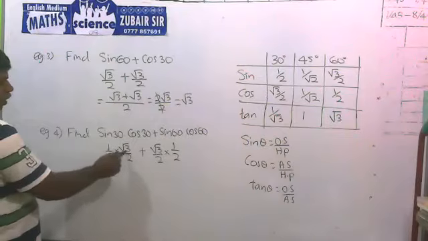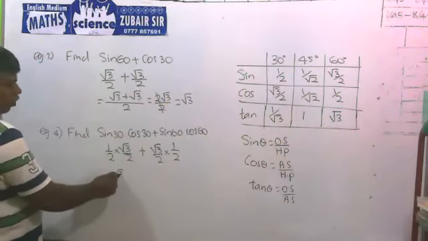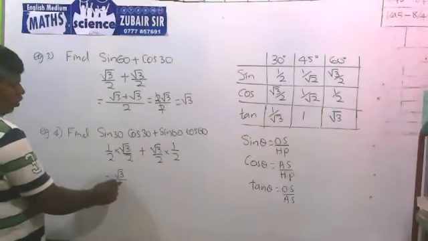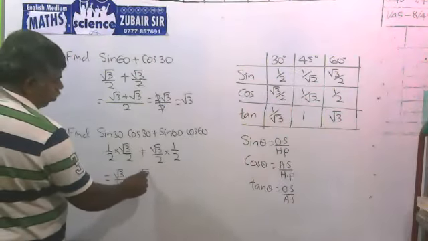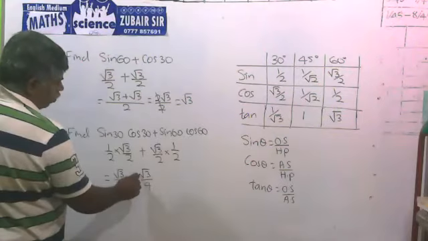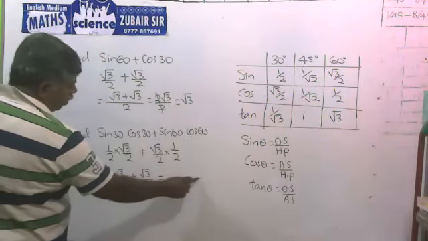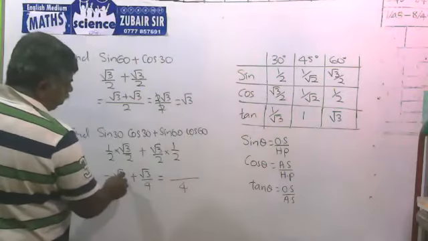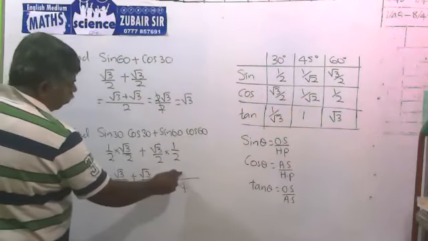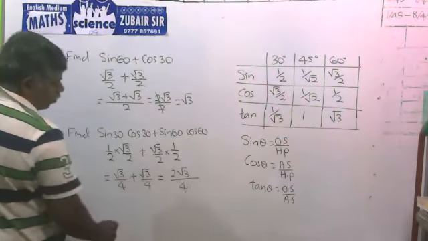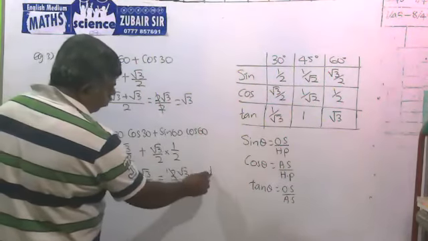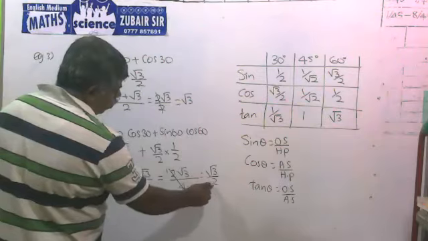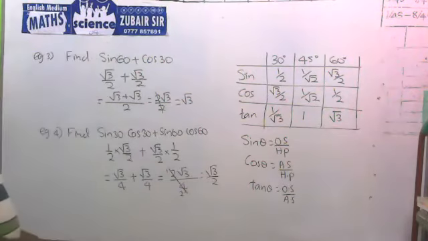Then when you multiply these, 1 into root 3 over 2 into 2, 4. Here root 3 into 1, root 3 over 2 into 2, 4. Then when you take the 4 as the LCM, upper part root 3 plus root 3, 2 root 3. Then when you simplify by 2, 1, 2. Then upper part root 3, lower part 2. So the answer is root 3 over 2.